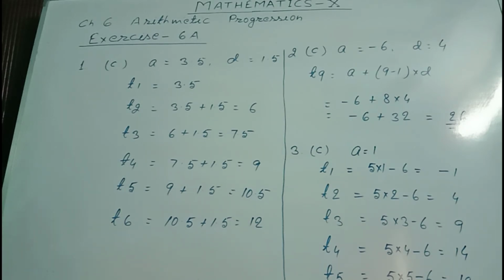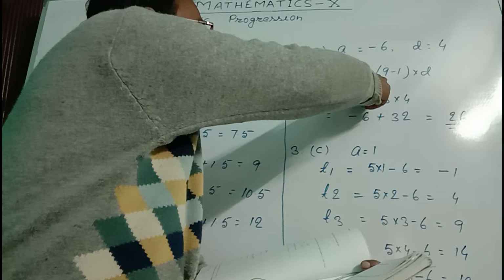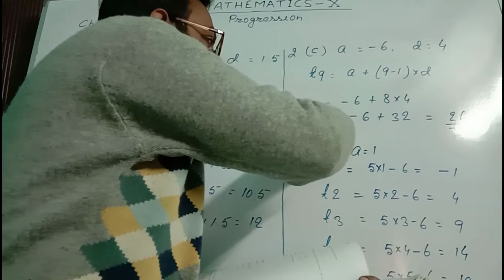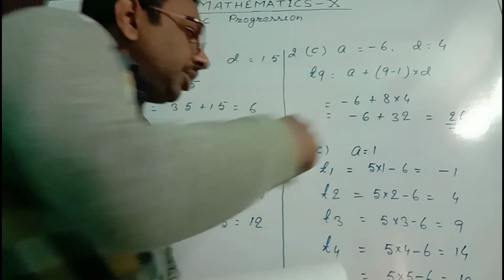In question number 2, find the mentioned terms of the following sequences in AP. 2c, the ninth term of minus 6, minus 2, 2 and 6. Here the first term is minus 6 and common difference is 4. So t9, ninth term, t9 equal to a plus n minus 1 into d. A is minus 6, n is 9, 9 minus 1, 8 into d is 4. So minus 6 plus 8 into 4 equal to minus 6 plus 32 equal to 26.